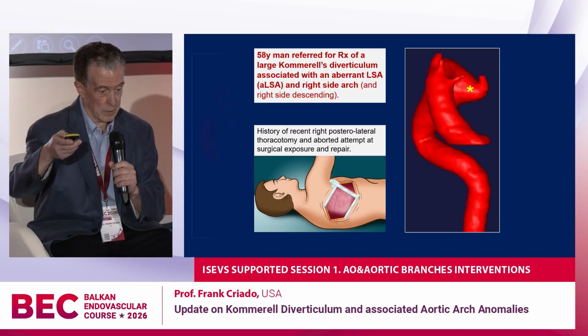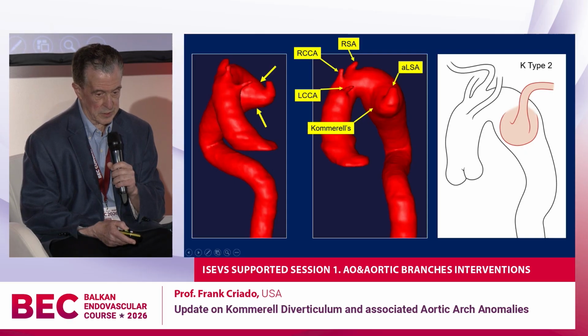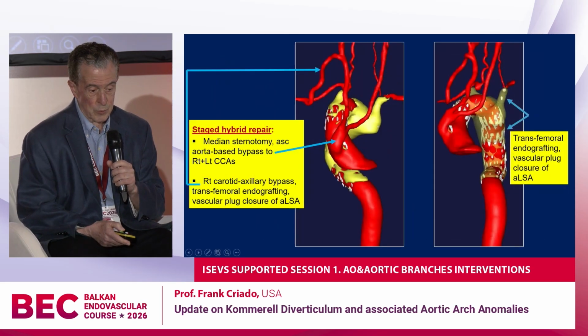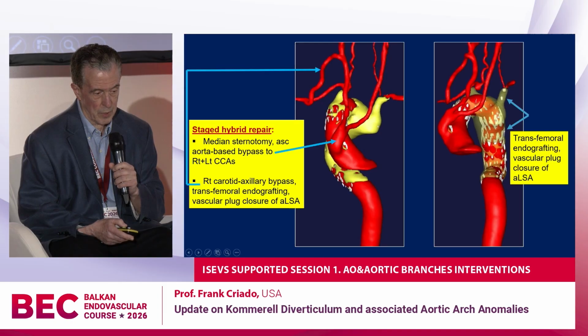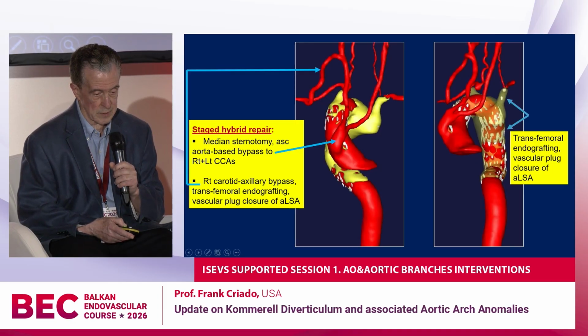He tolerated that okay, and then he came to us for management. There you have appropriately labeled all of the various vessels on this patient, again with a type 2 Kommerell's and a right-sided aortic arch. He was treated in our department with a staged approach that involved first a median sternotomy with an extra-anatomic bypass from the proximal most ascending aorta to the right and left common carotid arteries.